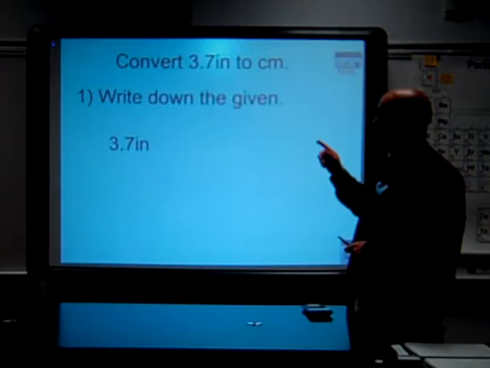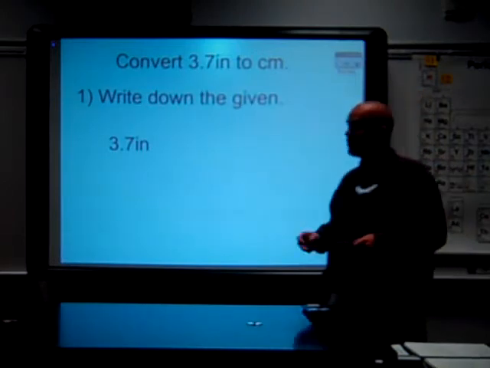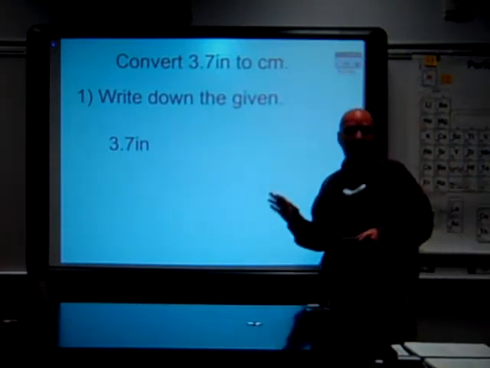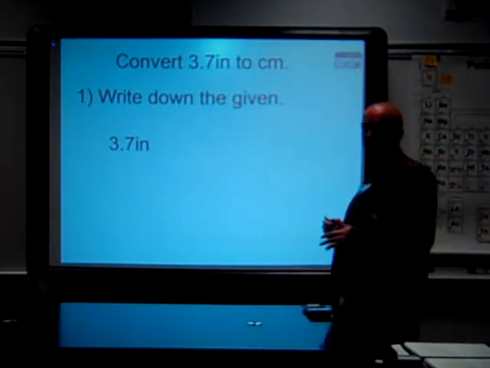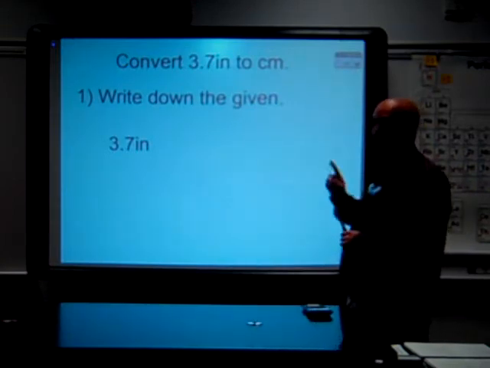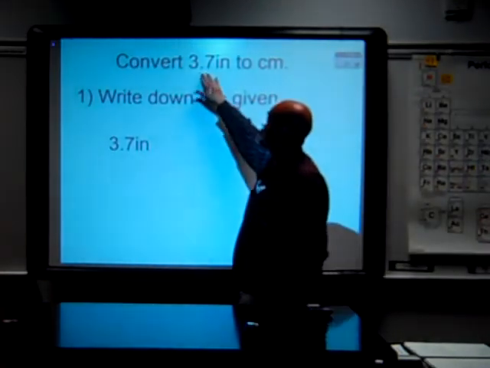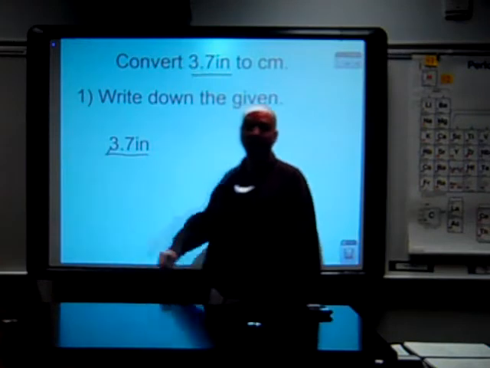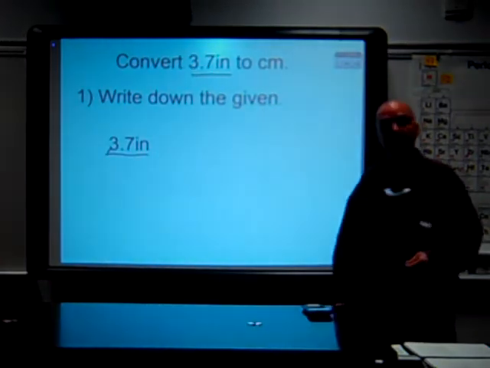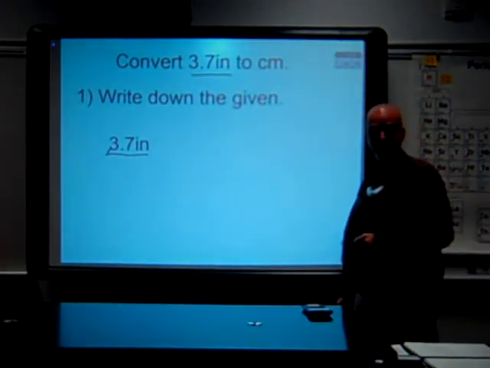We're going to convert 3.7 inches to centimeters. The equivalence isn't up here, and it's not because you have to memorize it for sake of space. It'll be up there at the end. We start by writing down the given, the 3.7 inches. That is the first thing that goes into our equation, so write it down first.